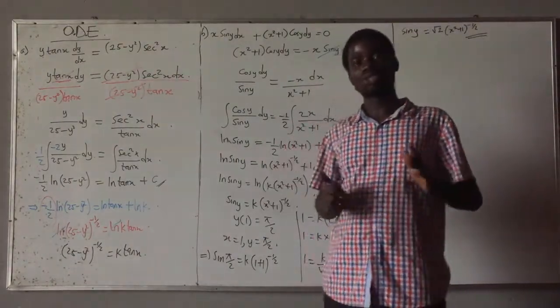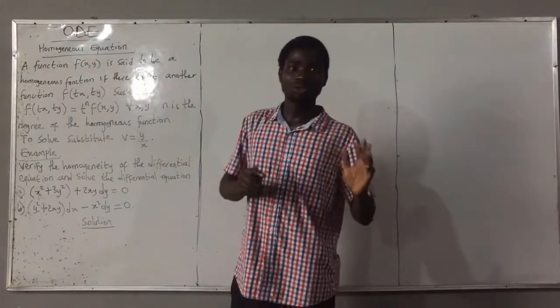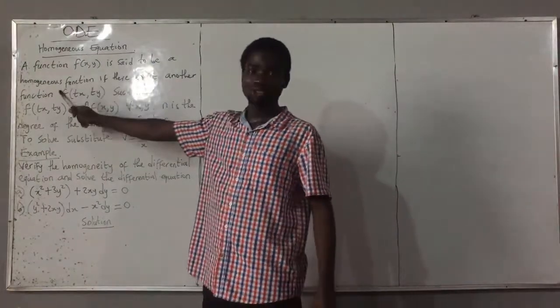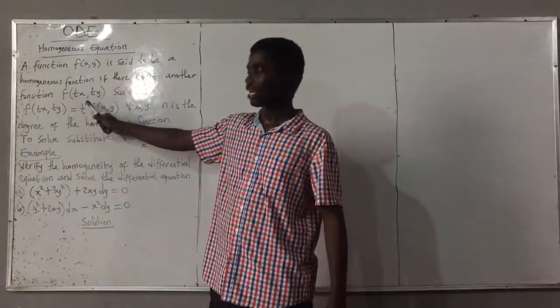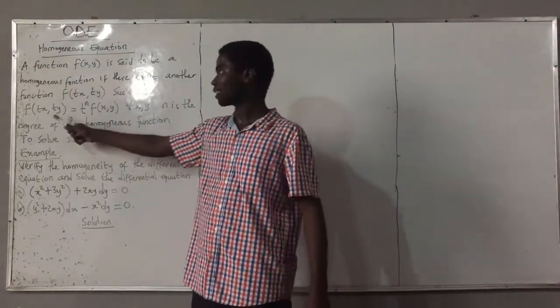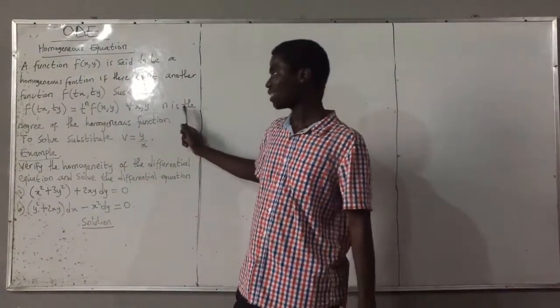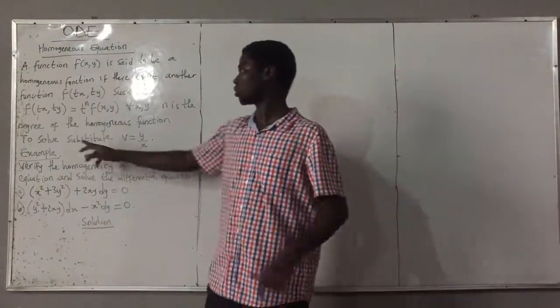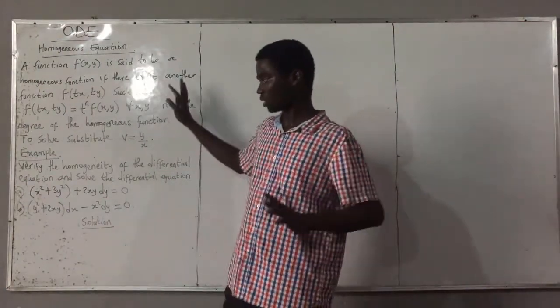So let's go to homogeneous equation. Let us quickly talk about homogeneous equation. Now, I'm through with variable separable. For a homogeneous equation, a function f of x, y is said to be homogeneous if f of tx comma ty equals t raised to power n f of x, y for all x and y. Now n is the degree of the homogeneous function. Do you understand? Now to solve, substitute v equal y over x. Don't worry, all the things I'm saying you will understand.